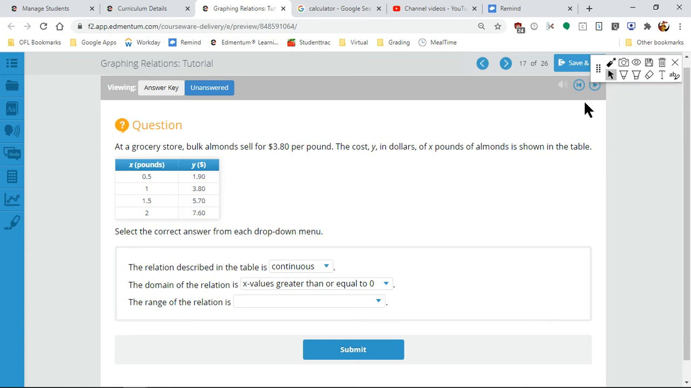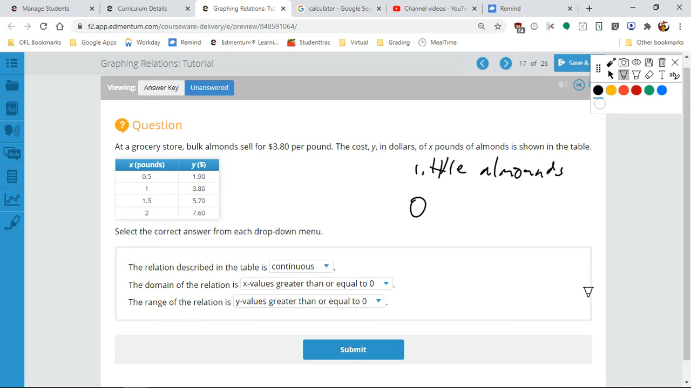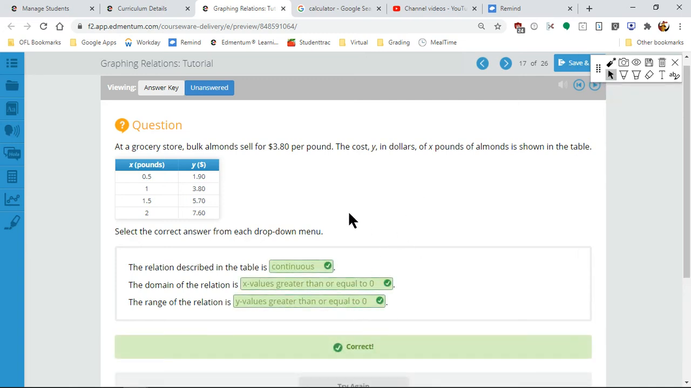The range, again, this is continuous. So we would start off with y values greater than or equal to zero because you can either get nothing, or if you get a little bit of pounds, even a little bit of almonds, you get like a little decimal of dollars. So that's where we're getting these from, is because you can have decimals in the middle. It's not like only half pounds.